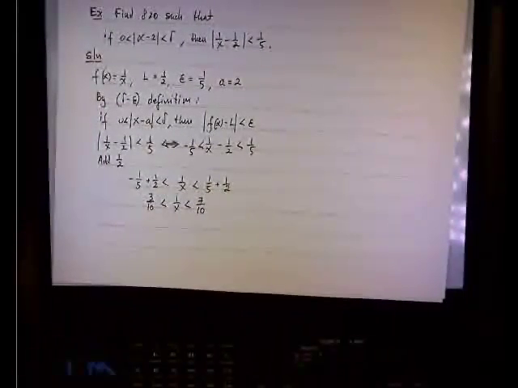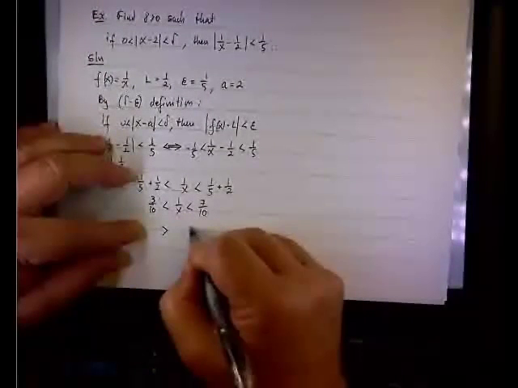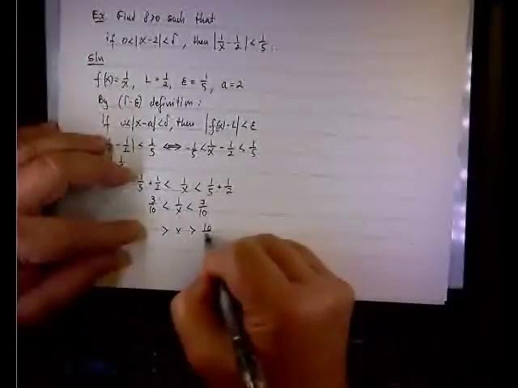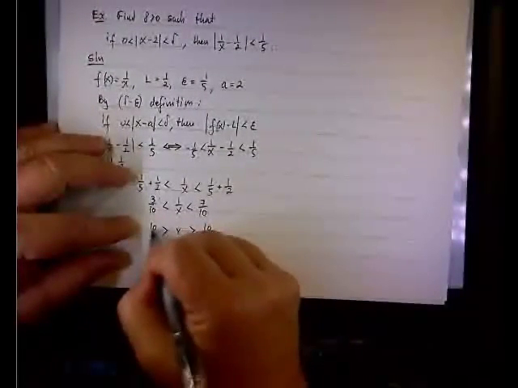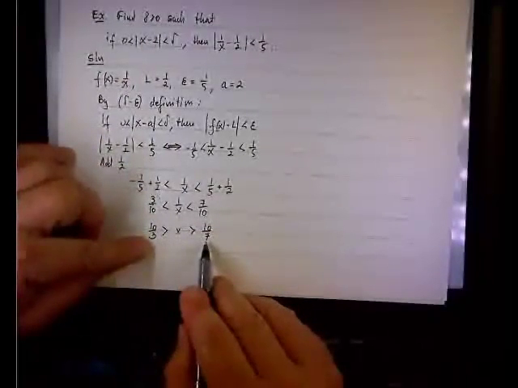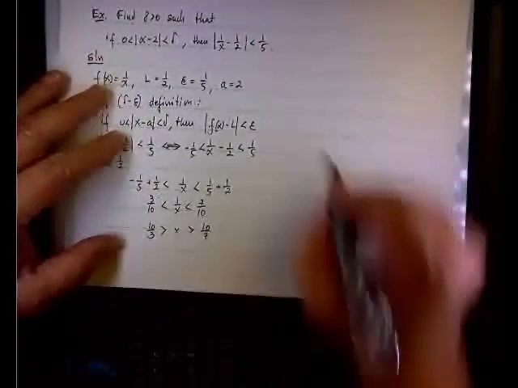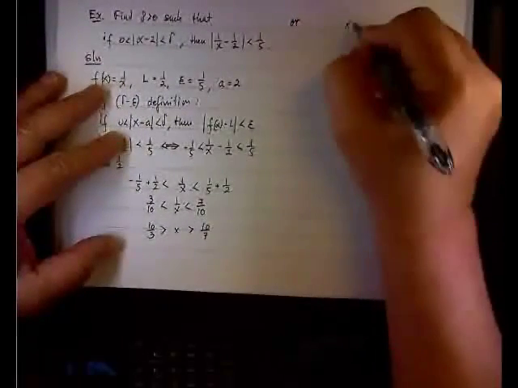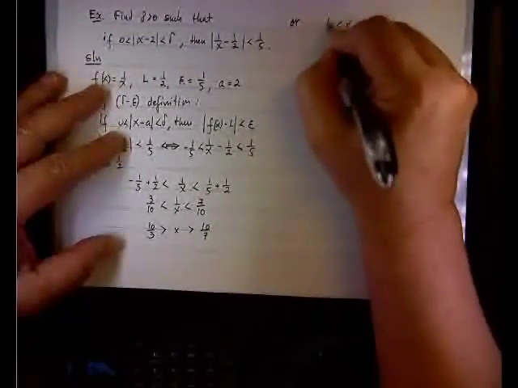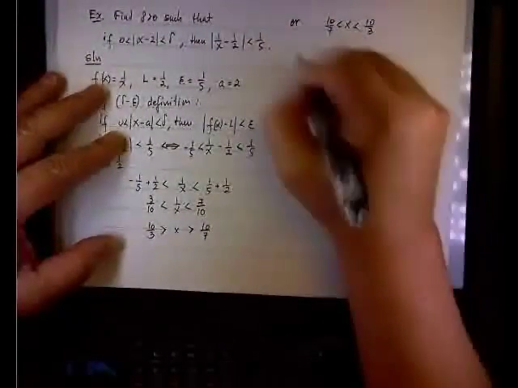Now, instead of 1 over x, I want x, because I want x minus 2. Remember, so I flip it over, but when we flip it over, we need to change the direction of the inequality. And you can see why. 10 over 3 is much greater than 10 over 7, right? So I switch the direction of the inequality, or I can write it as x is greater than 10 over 7 and less than 10 over 3.